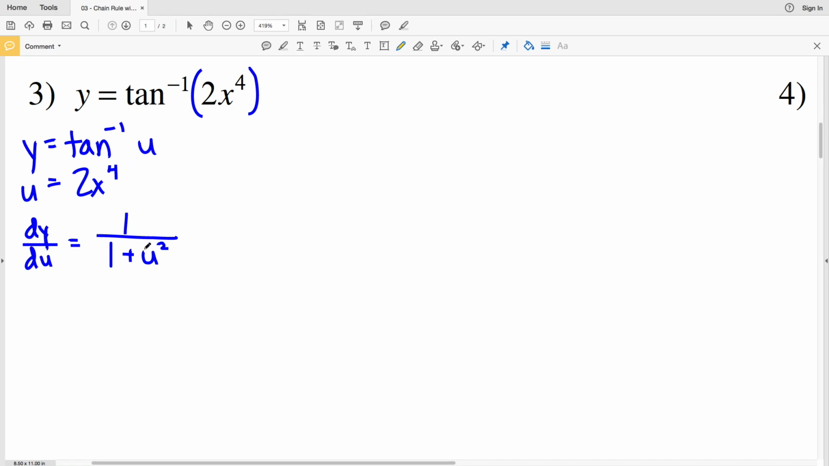And remember, we already know what u is, so we can plug that back in. So we'll have 1 over 1 plus 2x to the 4th squared. Now I'm going to simplify my derivative of y with respect to u in this step. So I'll have 1 over 1 plus 2x to the 4th squared is going to be 2 squared times x to the 4th squared. 2 squared is 4, and x to the 4th squared is x to the 8th.